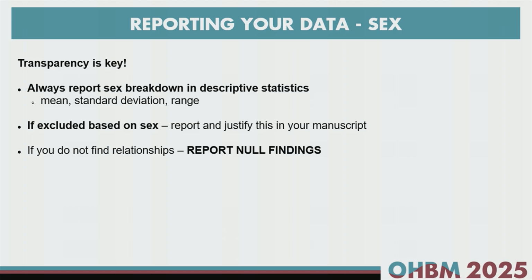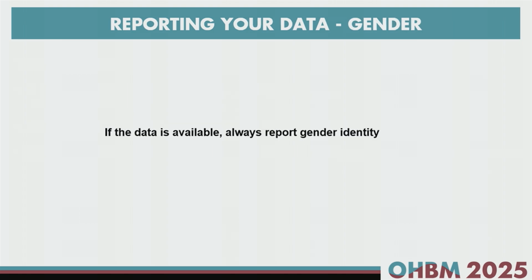If you exclude particular groups based on their sex, it's also really important to report this and justify why. For example, if you excluded intersex individuals. And finally, if you ran your stats and you didn't find any significant differences, report it. Null findings are just as important as significant findings.